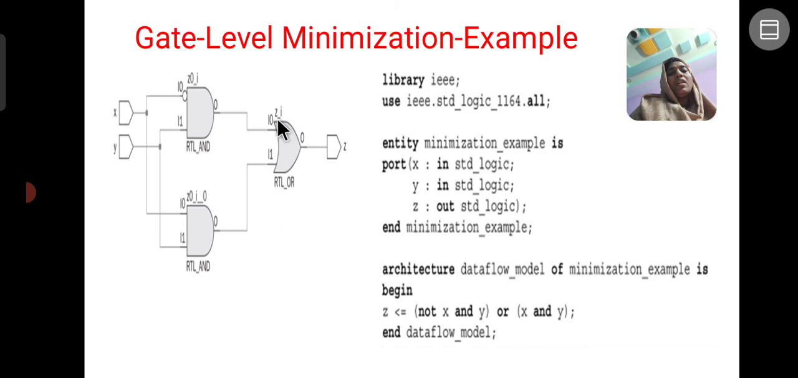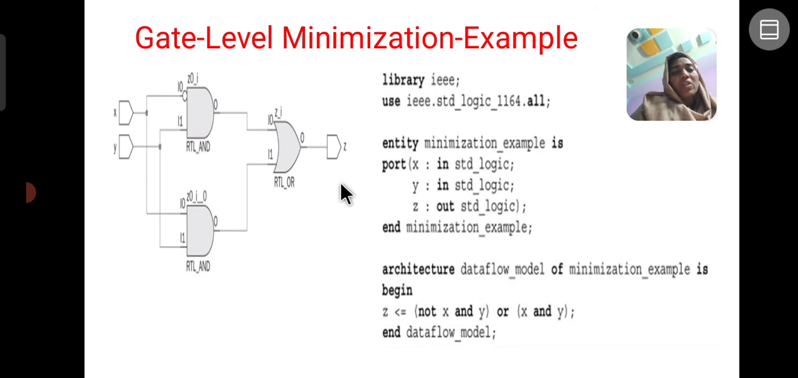After minimizing with the K-map, we draw the logic diagram. This is the logic diagram. For this gate level circuit, we will write the VHDL code. Here we have two gates, an AND gate and an OR gate, and one more NOT gate. Library declaration, package declaration, and entity: we have two inputs, X and Y. X and Y are single bits, so STD_LOGIC, and we have only one output, Z.